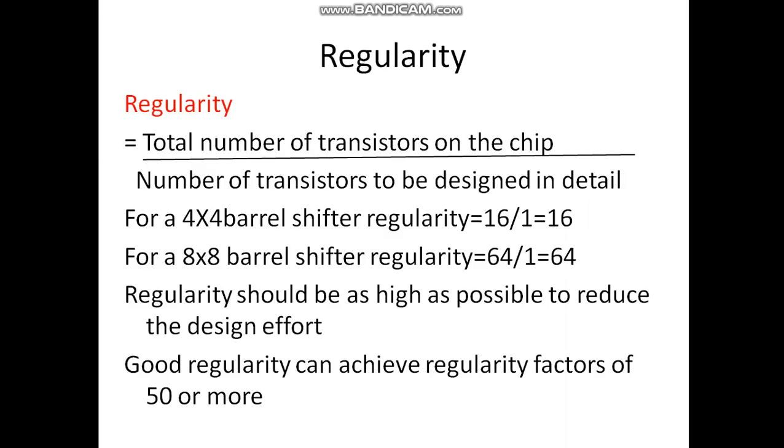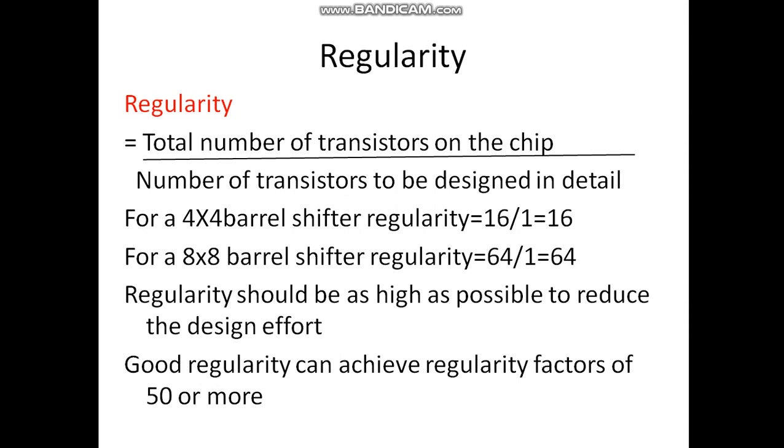We'll continue with the discussion of module 3. The next topic is illustration of the design process. In the last class, we have seen what are the steps involved in the design process, and for efficient design process, the structure has to be repetitive. So this is given by the term regularity. Regularity defines the total number of transistors on the chip to that of the total number of transistors to be designed in detail. So this will actually reduce the design time if the regularity is high.